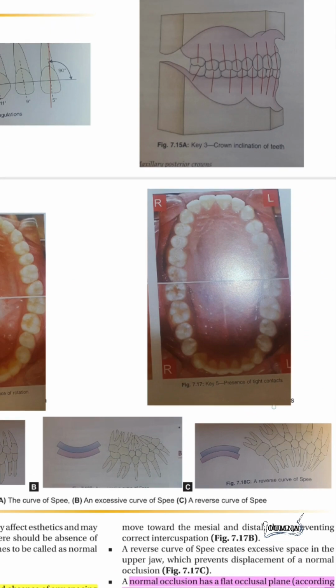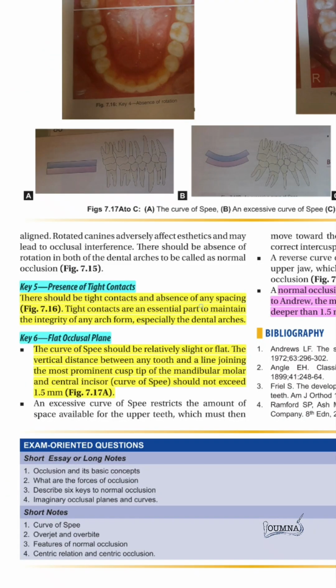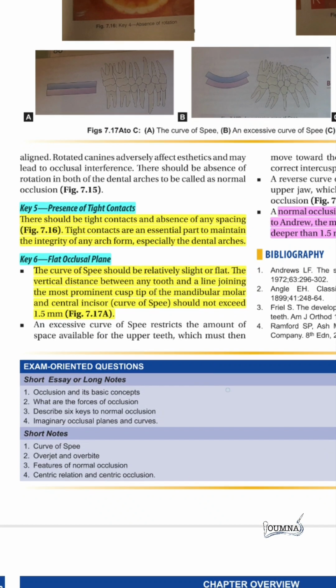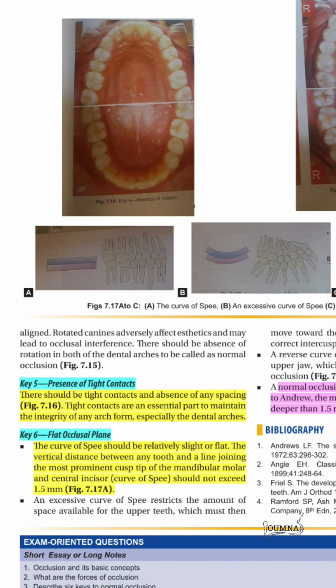The 5th key of Andrews is the presence of tight contacts between the teeth. The absence of any spacing is essential to maintain the integrity of the arch form. A flat occlusal plane is what we call the curve of Spee, and as we said, it should not exceed 1.5 millimeters in depth.